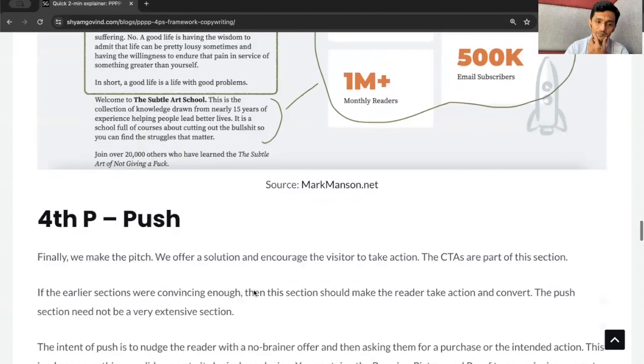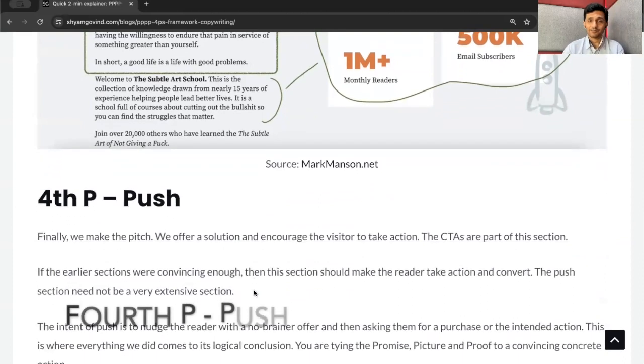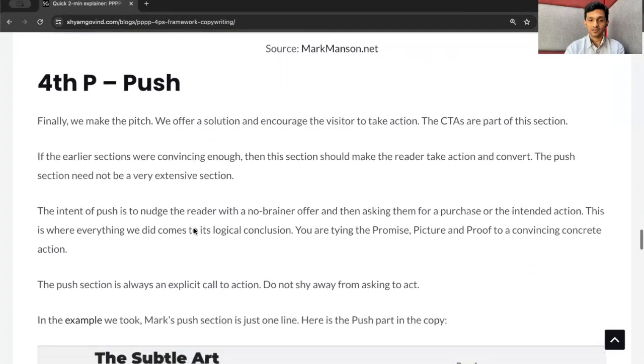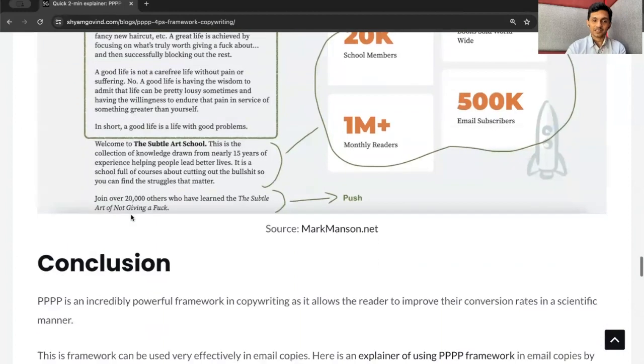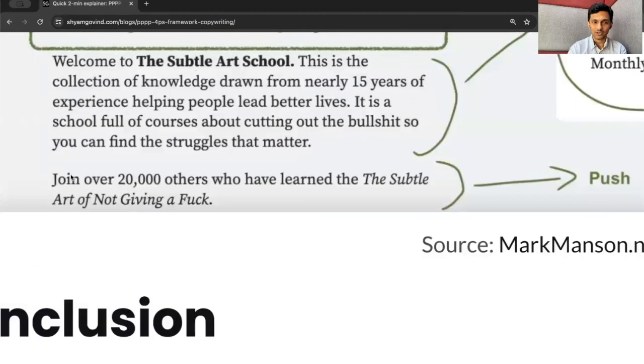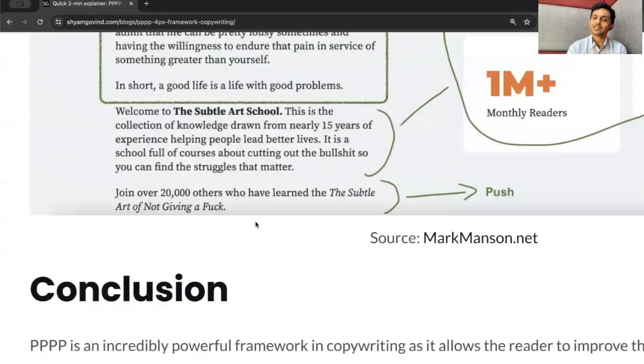The fourth and the final P is push. If you have ever worked with me, or if we have ever spoken, you would know that I always say that you should have a CTA in every page, and the CTA should be very clear, very simple, right? You should not have two, three different CTAs, just one type of CTA, and that's the push part. Like, push them to take action, right? So in this case, he says join over 20,000. You see this? Join over 20,000 others who have learned the subtle art of not giving an F, right? So that's the push part.